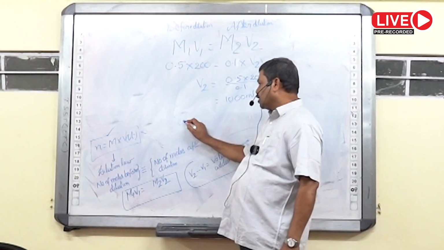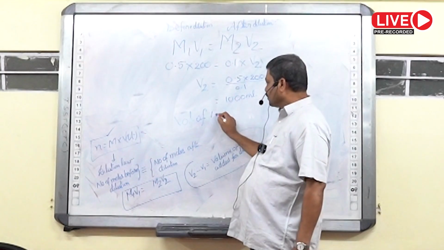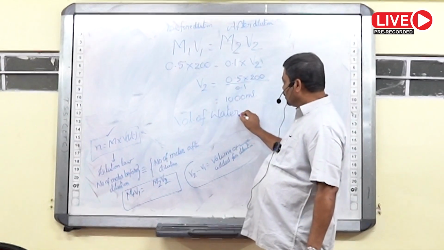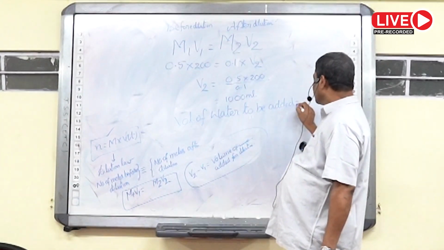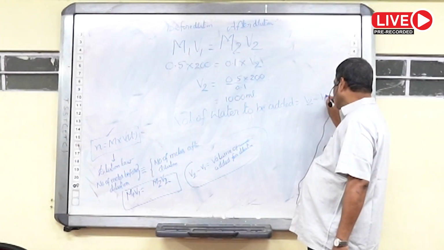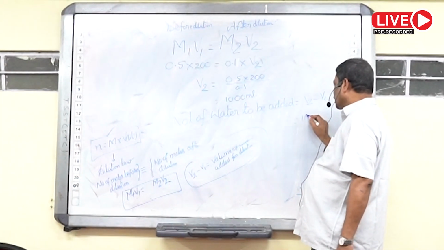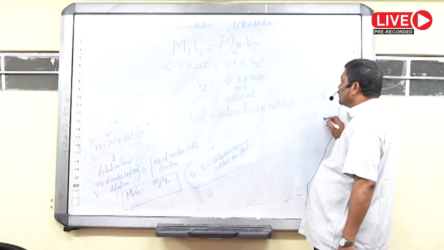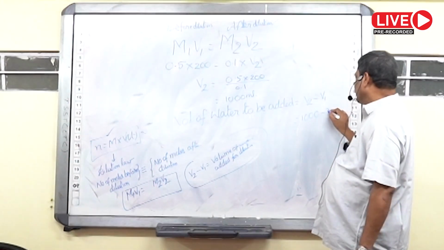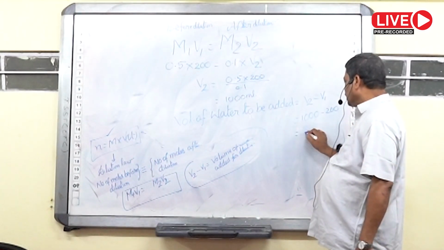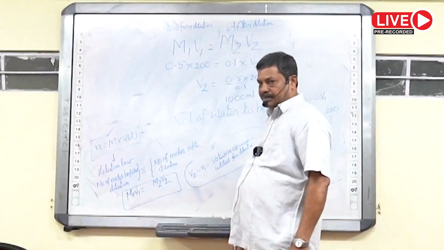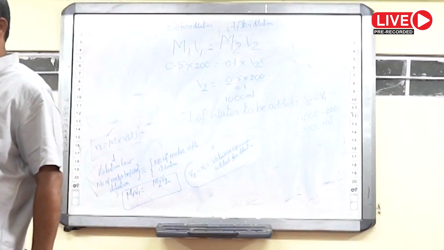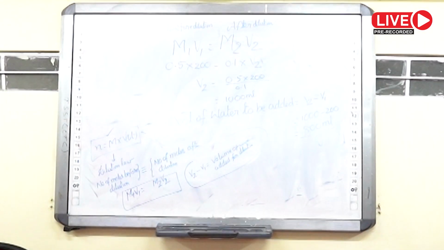So volume of water to be added is equal to V2 minus V1. 1000 minus V1, how much? 200. So the answer is 800 ml. This is the answer. Next problem.